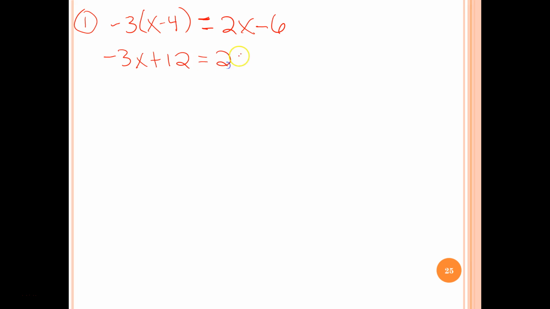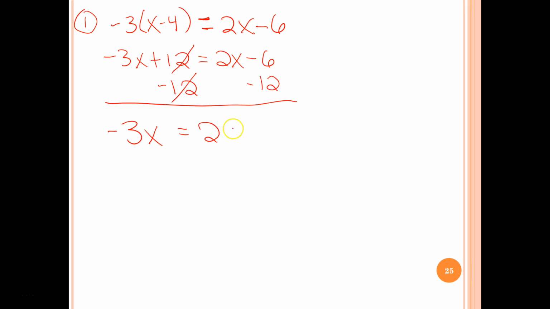And then we look to see if we can combine. But we can't. We have a constant and a variable term on each side of the equation. So let's go ahead and get those constant terms to the right, being very careful of signs so that you don't have to repeat this process. -3x equals 2x, in this case, minus 18. Now let's get those variable terms to the left, and we only have one.